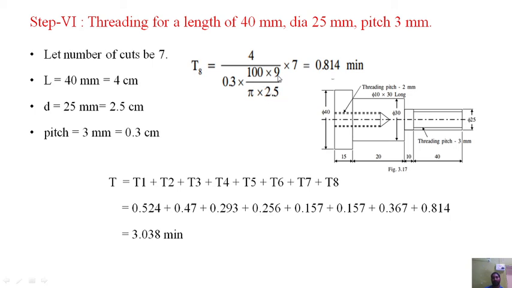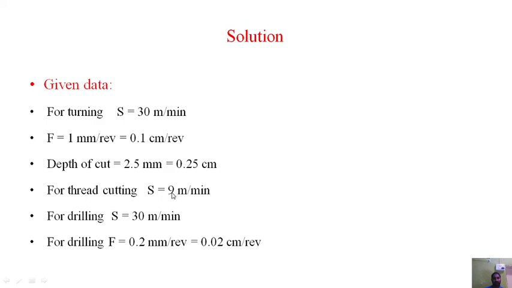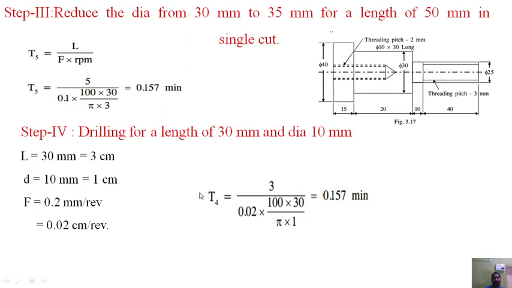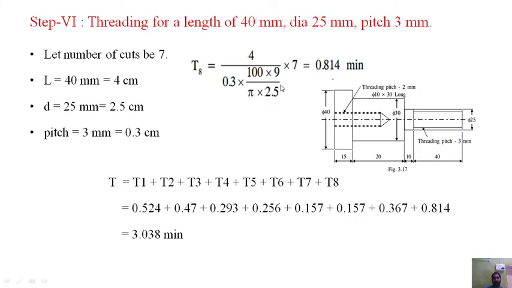Here, S is the cutting speed, and the cutting speed for threading is different. He has mentioned in the problem that the cutting speed for threading is 9 meter per minute. Both for internal and external threading you have to take 9 meter per minute. So this is for internal thread and this is for external thread. You have to take 9 meter per minute. So 100 S by pi D.